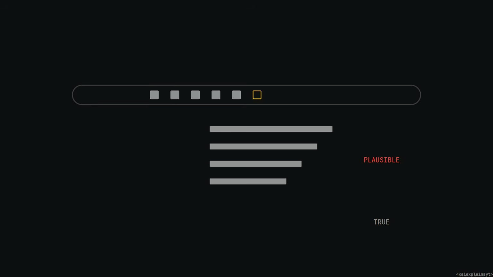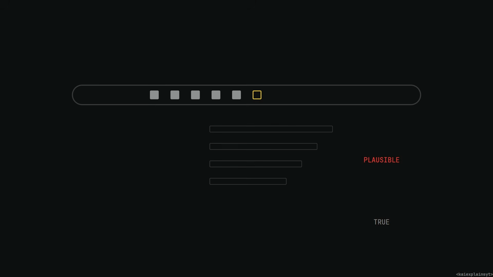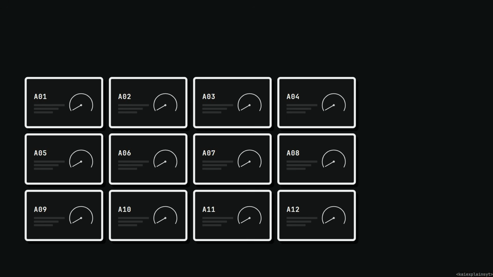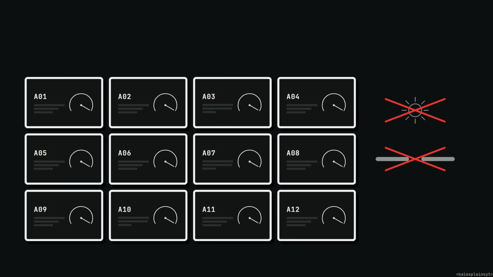And when autocomplete doesn't know something, it doesn't stop and say, "I don't know." It generates what sounds like a correct answer, because generating plausible sounding text is literally what it was trained to do. The terrifying part isn't that AI makes mistakes. Every tool makes mistakes. The terrifying part is that AI makes mistakes with the exact same tone and confidence it uses when it's completely right. There's no signal. No hesitation, no asterisk.